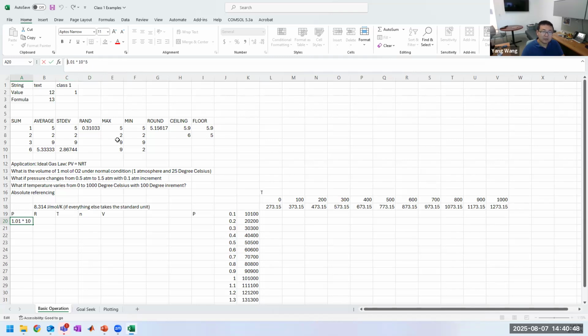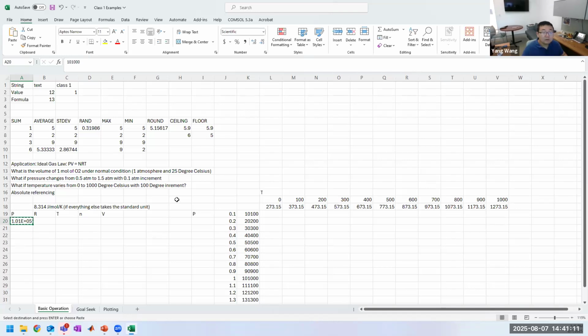So if you want Excel to read the value, you will have to type in an equal sign, right? So now it will give you the value here. An easier way to show these large numbers is just to use 1.01 e5. It means multiply by 10 to the 5th.